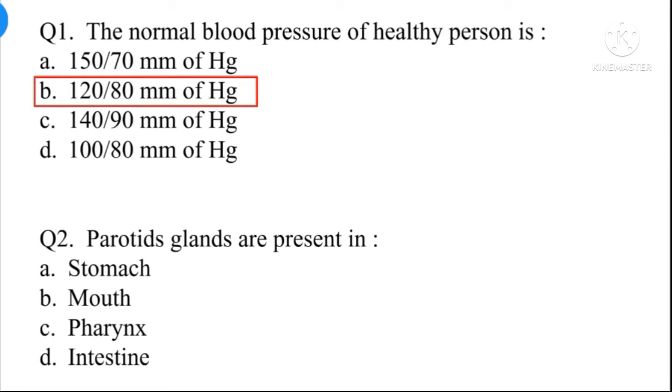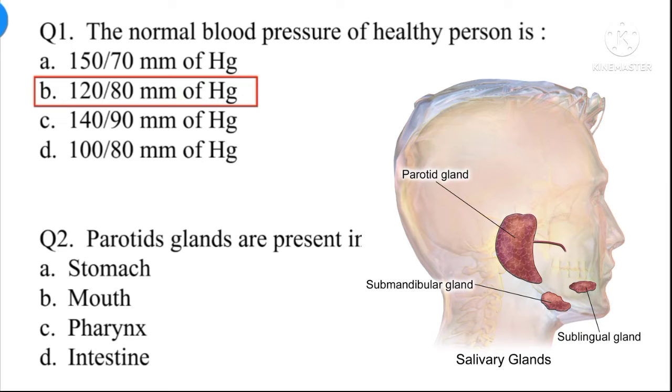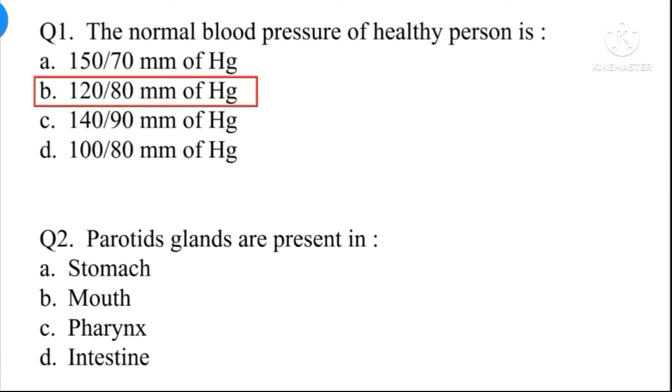Next question is, parotid glands are present in. Options given are option A stomach, option B mouth, option C pharynx, and option D is intestine. So first of all we must know about the parotid glands. What is parotid glands? So parotid glands are one of the pair of salivary glands, and we all know that salivary glands are present in mouth. So the correct answer is option B.